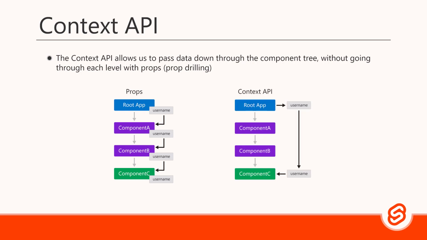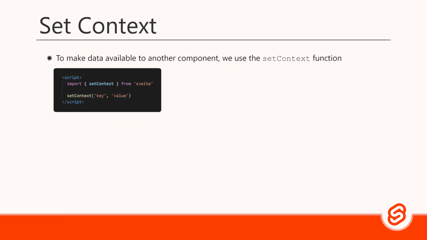But we can bypass the whole chain by making the username available in the root app component, then accessing it directly in component C. Svelte provides us with two functions to do that, namely, setContext and getContext. To make data available to another component directly, we use the setContext function, imported from the Svelte package. This function requires two arguments. The first is a context key that identifies the data we want to retrieve later on. And the second is the context value, which is the actual data we want to make available.